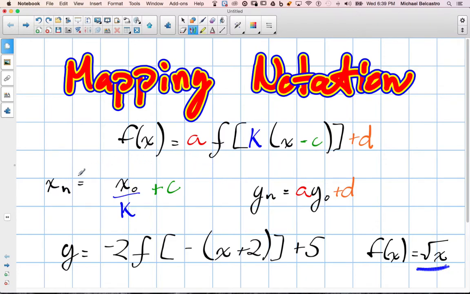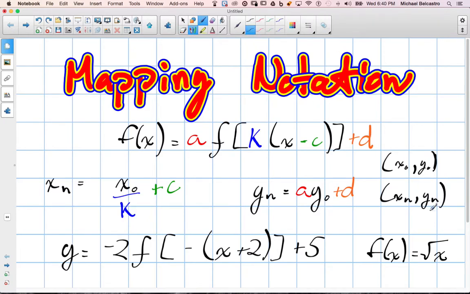Okay? And really what this means is the new x value is equal to the old x value, so the x value of the parent function, wherever that coordinate is. And this is how we apply the k and the c to that one point. So the old coordinate we define as the old x and the old y. And then once we put it through mapping notation, it comes out as the new x and the new y, y subscript n. I know I'm using lots of funny little letters, but it's just to help us organize stuff.